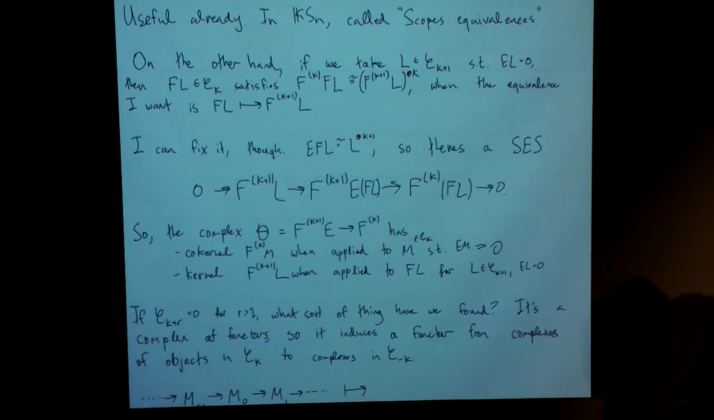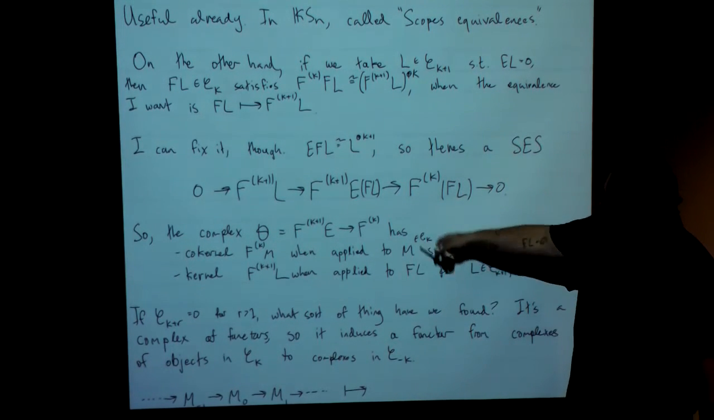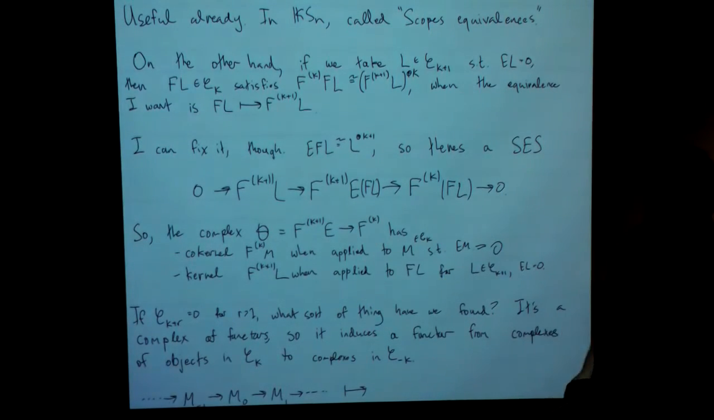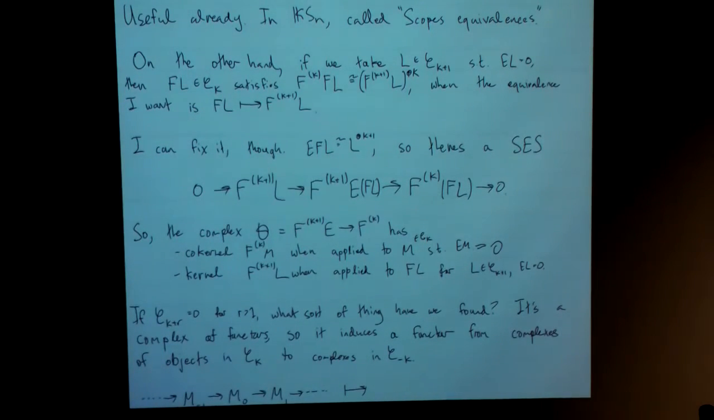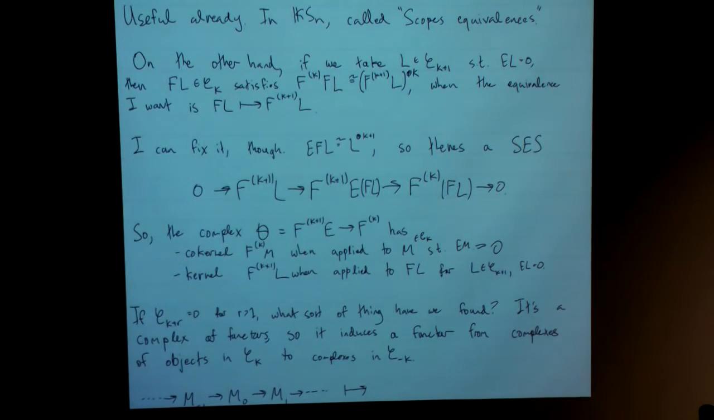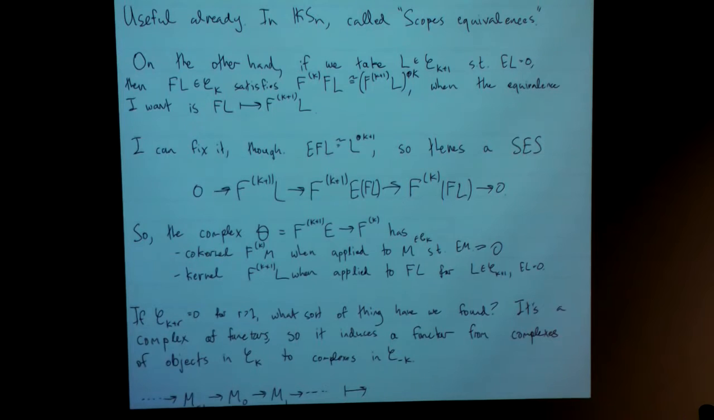If I think about this as a complex, the co-kernel is the 0 cohomology, and the kernel is the -1st cohomology. Getting the right thing, but somehow for different objects, it's showing up in different degrees in the cohomology.